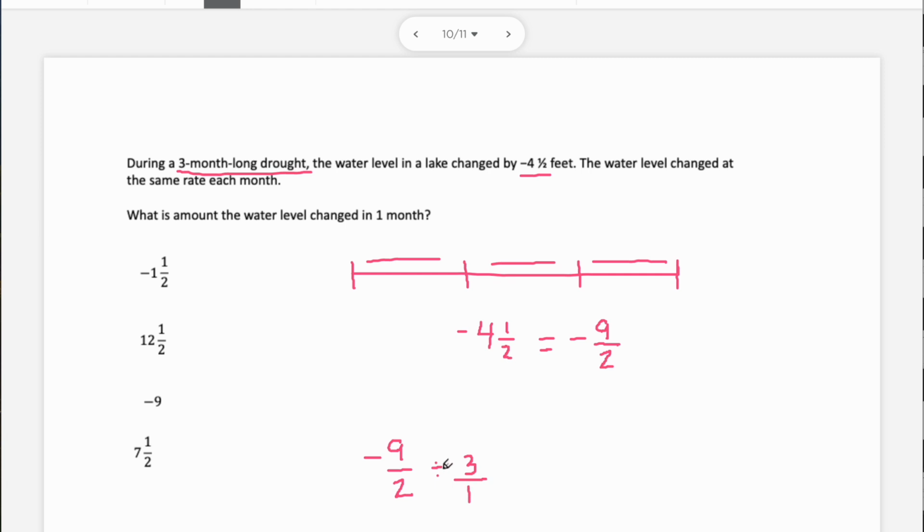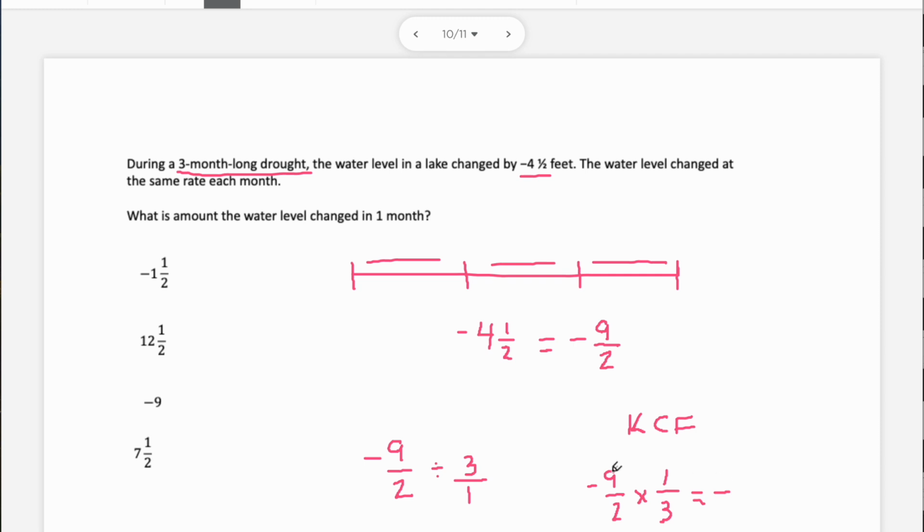We don't want to divide fractions, so we're going to use the keep, change, flip rule so that we can multiply. So we're going to keep -9/2, change to multiplication, and flip 3/1, and it becomes 1/3. And now we just multiply. We know our answer is negative because we have a negative times a positive. So let's go ahead and do that first so we don't forget.